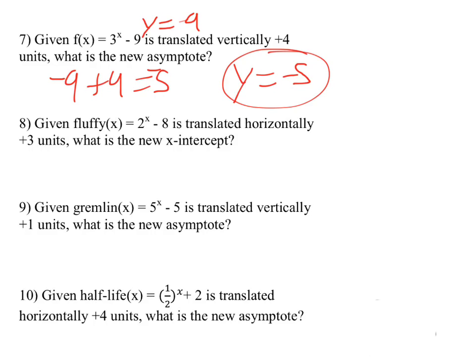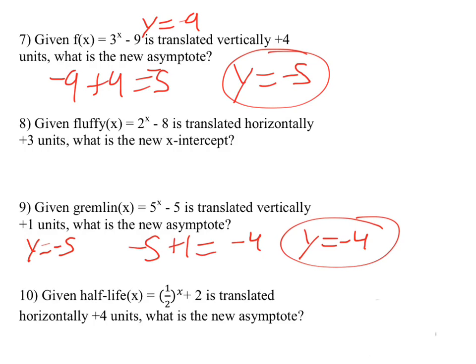And if you jump down to 9, again, it's asking about your asymptote, and on 10 it's asking about asymptote. So this one's going to start at -5. And you do vertically +1 units. Well, if you do -5 and you add 1, you'll be looking at -4. So y equals -4 is your new asymptote for 9.